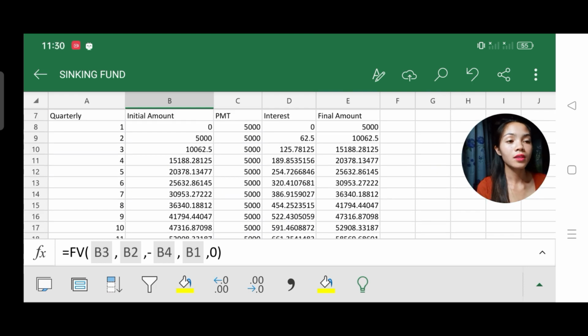The purpose of creating a sinking fund schedule is to monitor the interest of our money at a certain period of time.